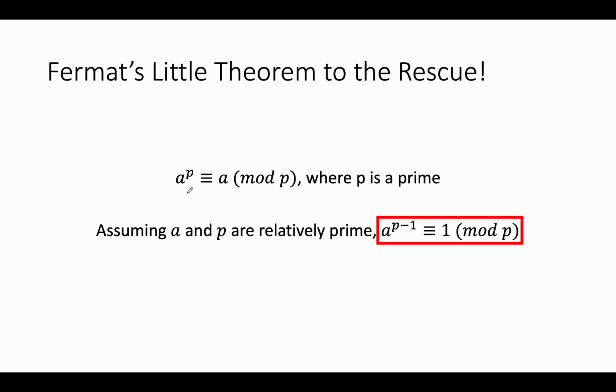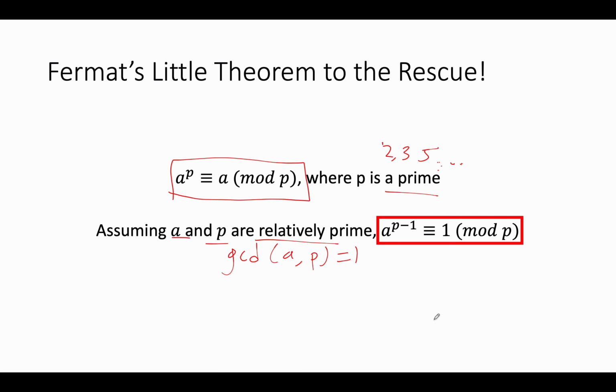So what is Fermat's little theorem? This line essentially encapsulates it: a to the power of p is congruent to a modulo p, where p can be any prime number: 2, 3, 5, and so on. Now, assuming a and p are relatively prime, meaning the greatest common divisor between a and p is 1, so they don't share any common factors greater than 1, we can derive this result: a to the power of p minus 1 is congruent to 1 modulo p.